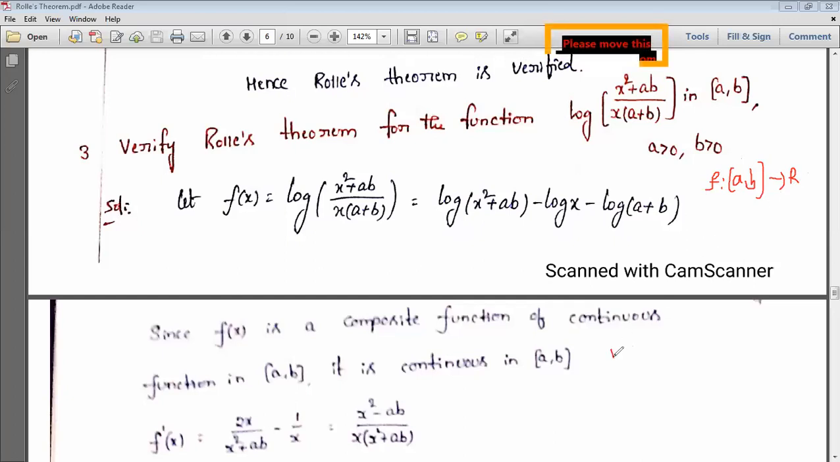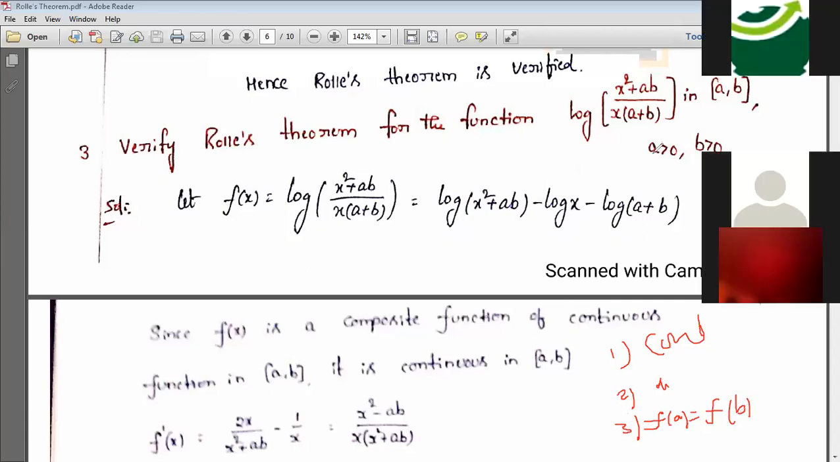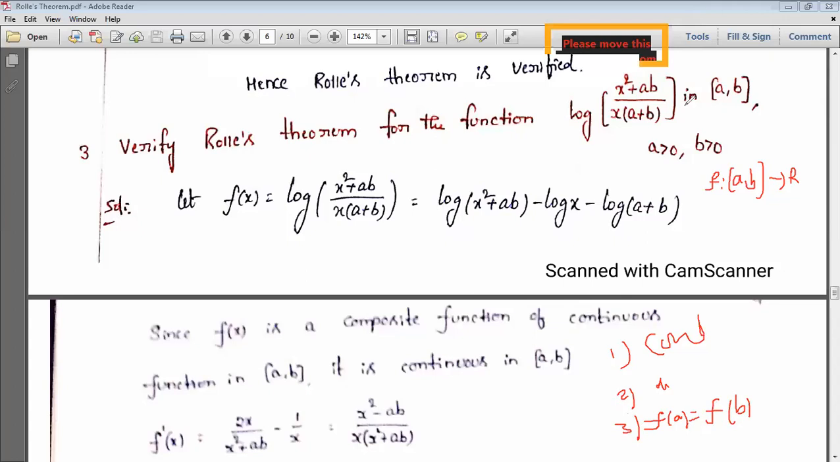What are the conditions it has to satisfy? First of all, the function must be continuous. Second, the function must be derivable or differentiable. And third, f(a) is equal to f(b). If these three conditions are satisfied, then we say that Rolle's theorem can be applicable.